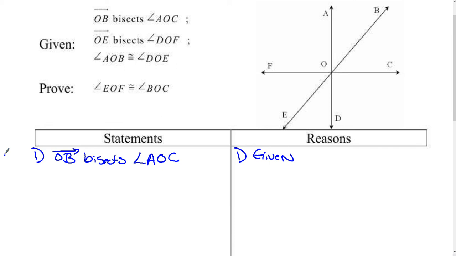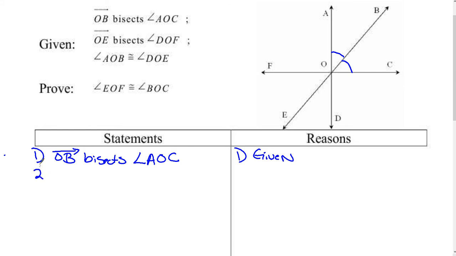Now, trace, let's see, AOC. If it bisects it, so what do we know about AOB? Congruent to BOC. Very good. That's what I'm looking for. Right here is congruent to right here. So that's from this given right here. Okay? From that given, so now let's make that statement, because I already used that information.